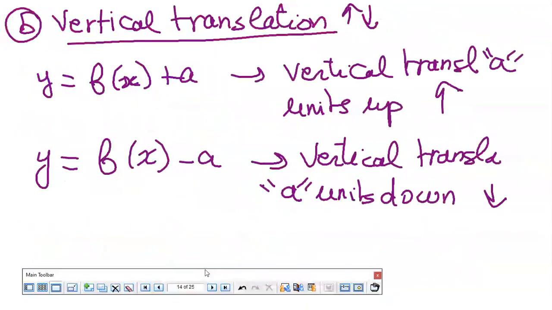Now let's see the vertical translation, when I'm moving up and down. If I have outside a number, when I have f of x plus a number or f of x minus a number, this number represents the vertical translation. So 8 units up, or here, minus 2 means I go 2 units down. So this one is called the vertical translation.